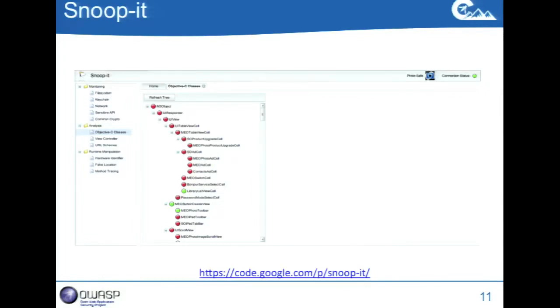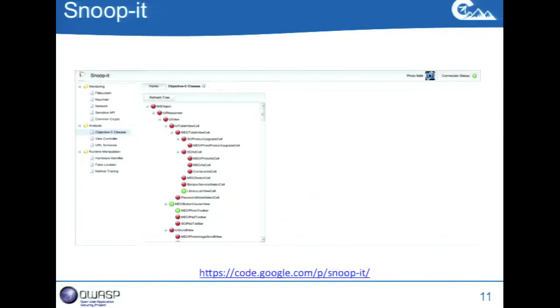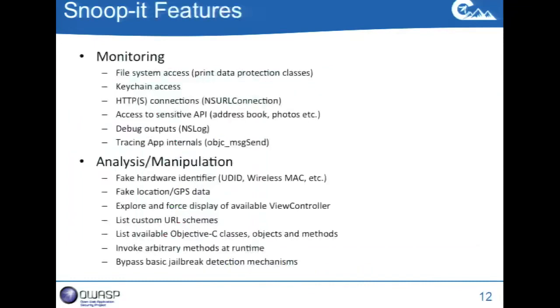It only works on the non-64-bit architectures at this point, but he said he's working on it, so it'll work on those. Lots of features of Snoopit built right into the tool. So as you can see here, it's a web interface, right? So I just browse to it. It's all loaded on I have a jailbroken iPad here, and I'll try and bring that up here in a minute. But you can look at file system access calls, keychain.